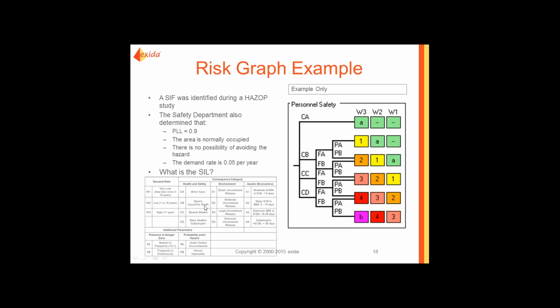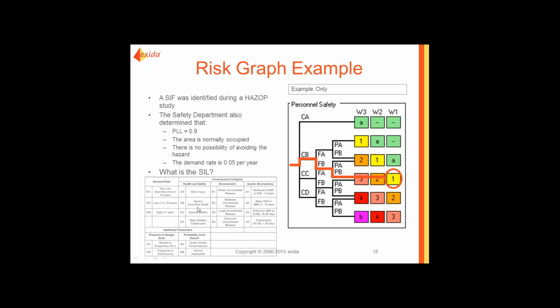The area is normally occupied, so again we're looking at an FB, frequently to continuous, and there is no possibility of avoiding the hazard, so this is almost impossible, so we're looking at a PB. So we've got an FB, a PB, and a demand rate of 0.05 per year. So we're looking here at W1, very low. So if we plot that, we end up getting to a SIL1, as you see.